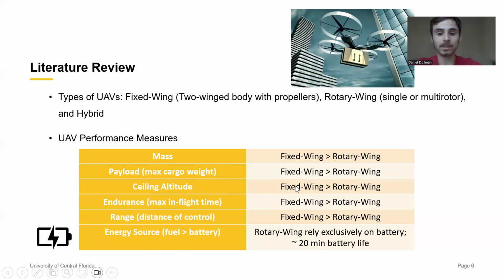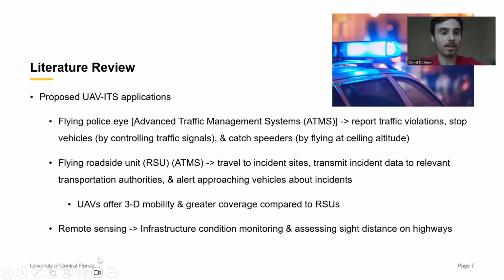And as you can see here in this table, fixed wing is superior to rotary wing across all these performance measures. Then here we see that rotary wings rely exclusively on battery with around a 20-minute battery life, so not that long. We have some proposed UAV ITS applications.